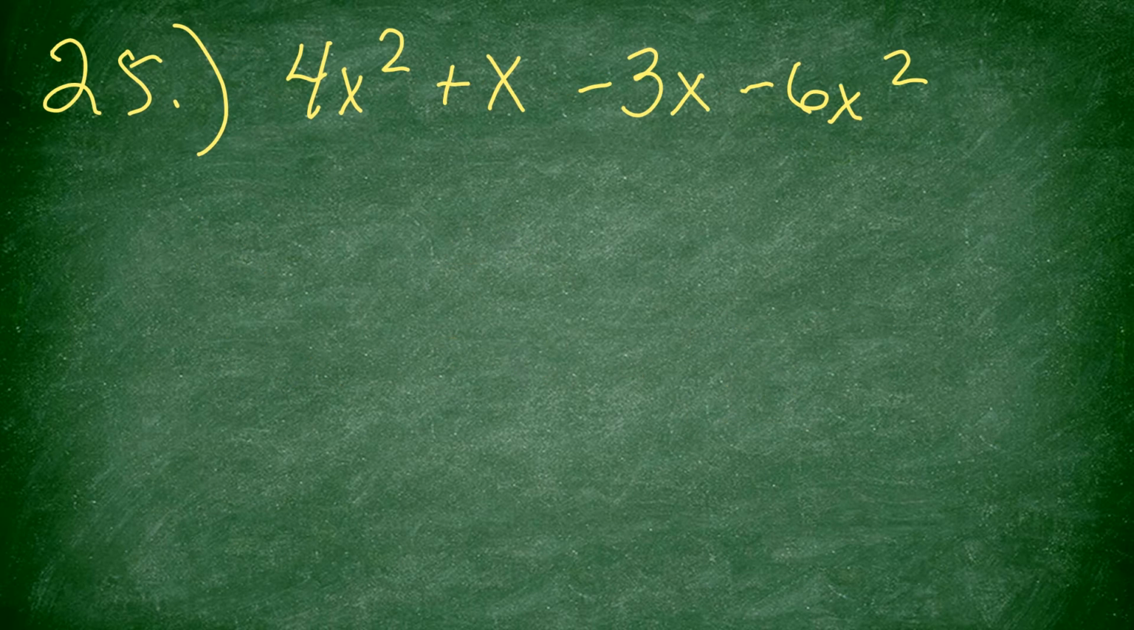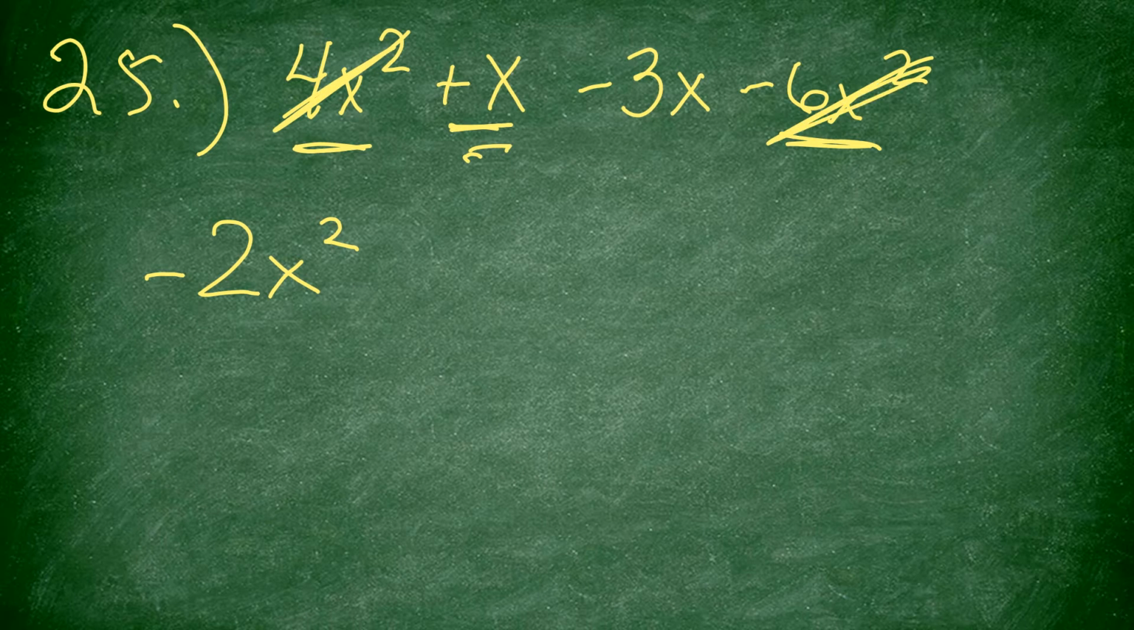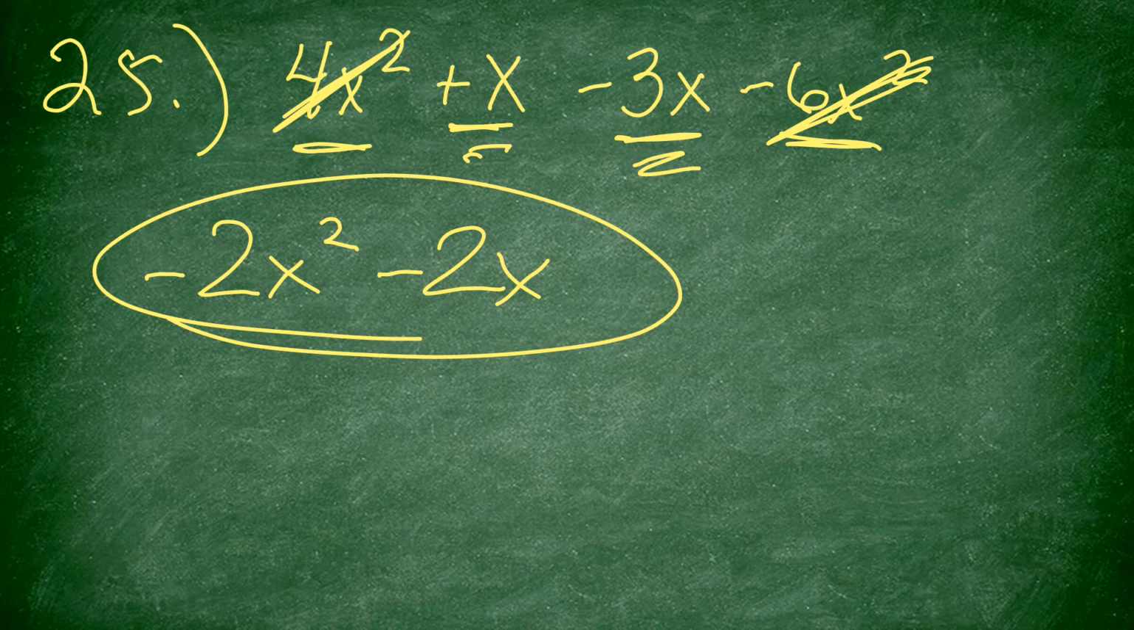Okay? All right, 25. We have like terms 4x squared and minus 6x squared. That gives me minus 2x squared. Now remember, guys, this little exponent 2 does not affect anything but the x. So this actually is done. You can't do any more to this. I cross them off just so I don't accidentally use them again. X and minus 3x is minus 2x. And guys, that's your final answer.